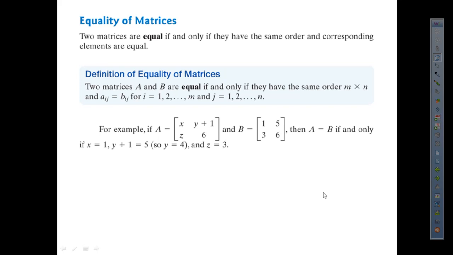Each corresponding element of the two matrices must be equal. So element 1,1 in the first matrix must be equal to element 1,1 in the second one. Element 1,2 must be equal to element 1,2 in the other matrix. And 2,1 to 2,1, and 2,2 to 2,2.